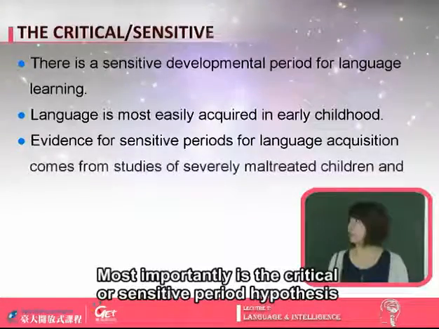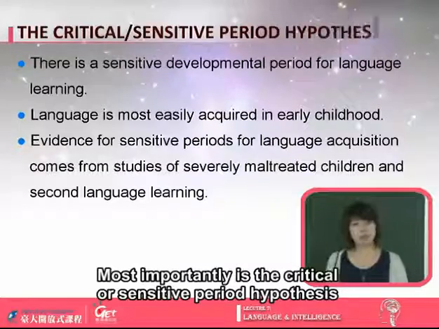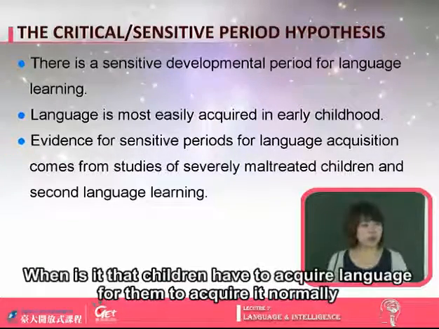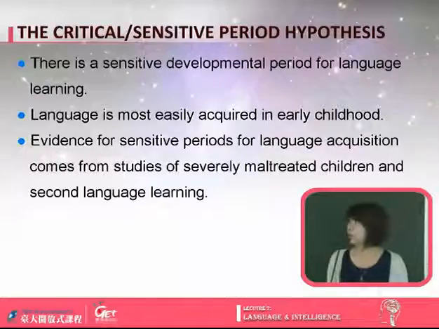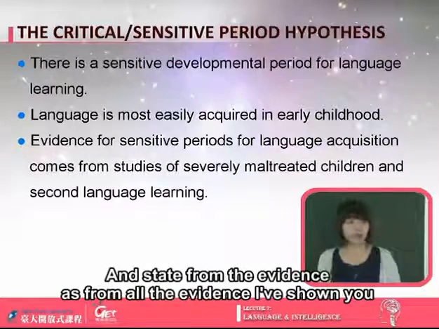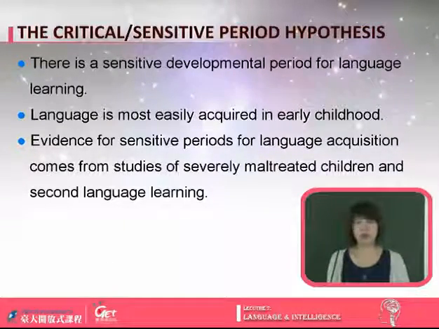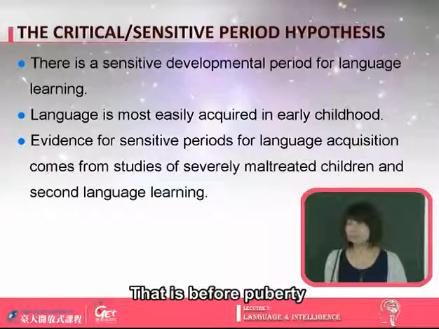Most importantly is the critical or sensitive period hypothesis. Okay, all of us want to know when is it that children have to acquire language for them to acquire it normally, completely. And there's definitely evidence, from all the evidence that I've showed you, that language is most easily acquired in early childhood. Okay, that is before puberty.